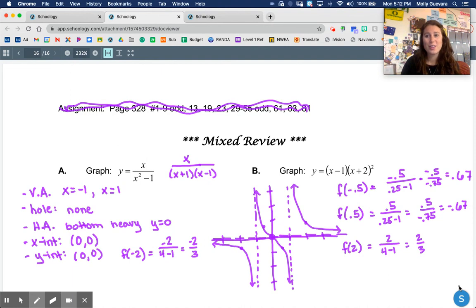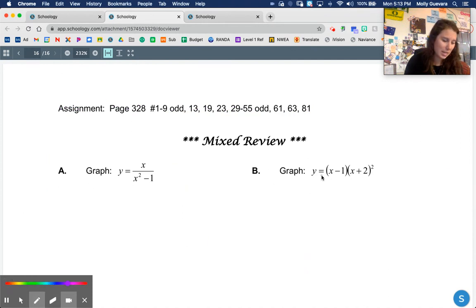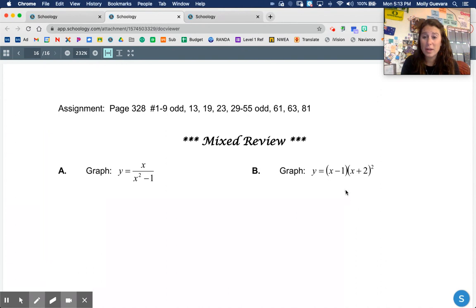Right? So a lot of things to remember. I think this was unit 3. No, it was unit 2B. Lots of stuff to remember from back then about how to graph rational functions. Okay, let's look at graphing polynomials in part B. A little bit easier, so that's exciting. And lucky for us, this is already factored, so that's even better.